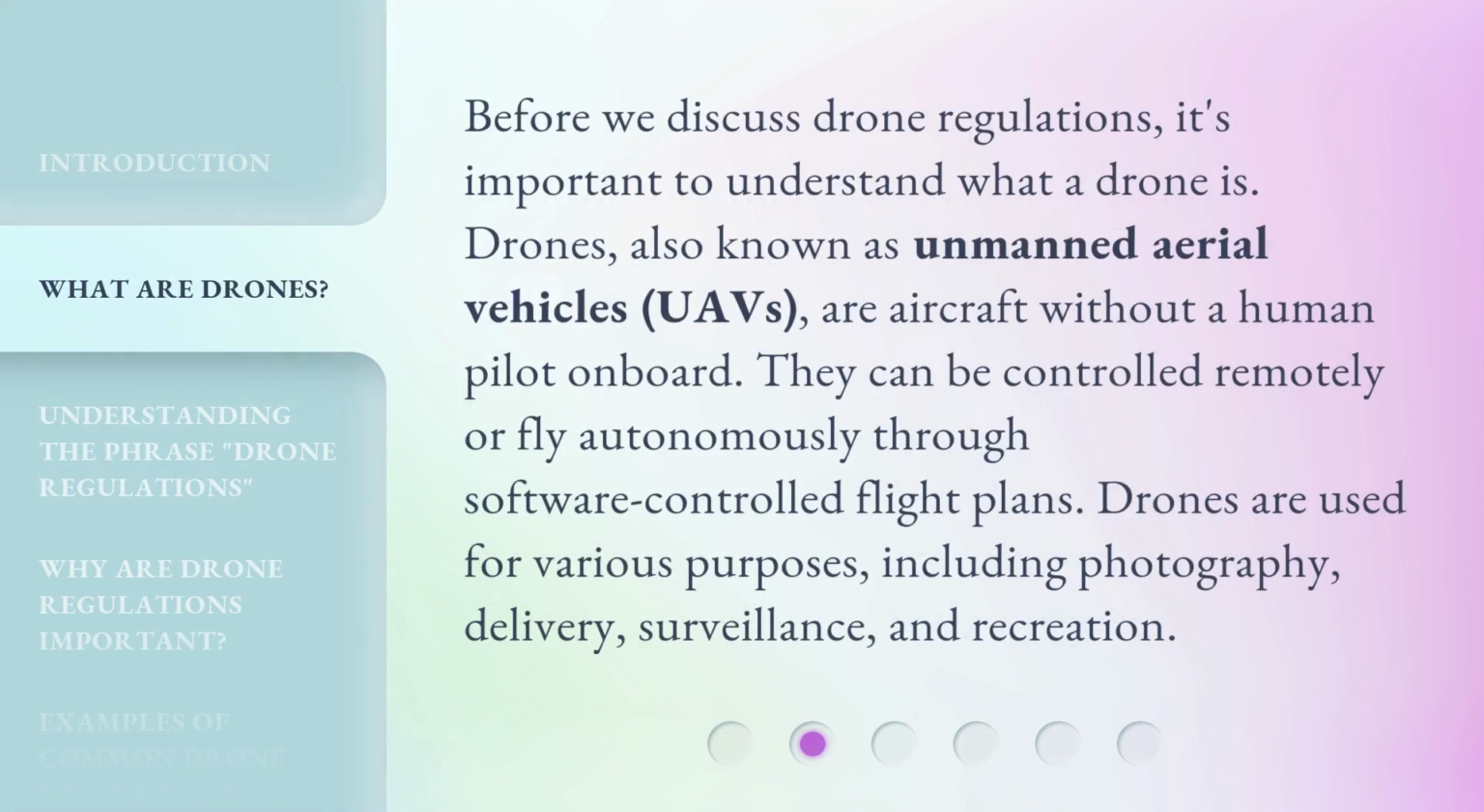Before we discuss drone regulations, it's important to understand what a drone is. Drones, also known as unmanned aerial vehicles, UAVs, are aircraft without a human pilot on board. They can be controlled remotely or fly autonomously through software-controlled flight plans. Drones are used for various purposes, including photography, delivery, surveillance, and recreation.